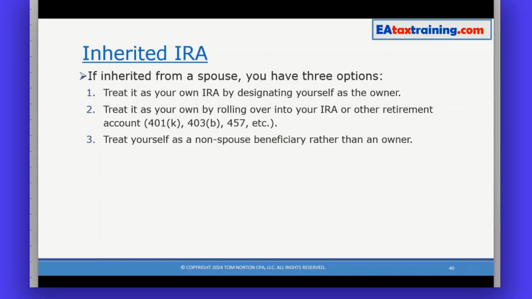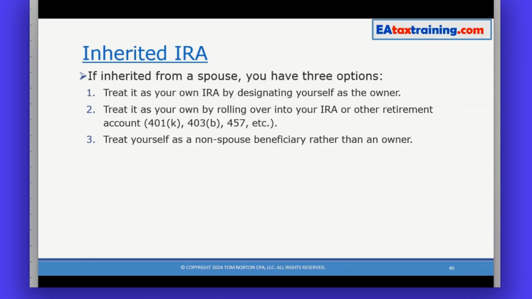So if you inherited the IRA from a spouse who died, you've got three options about what to do. First is you can treat that IRA as your own by just designating yourself as the owner. So then that will just be your IRA and you will follow the rules as if that was your own IRA. Secondly, you can treat it as your own by rolling it into an existing IRA or retirement account that you have. Thirdly, you can treat yourself as a non-spouse beneficiary, and you can do one of the things that we're going to talk about on the next slide.